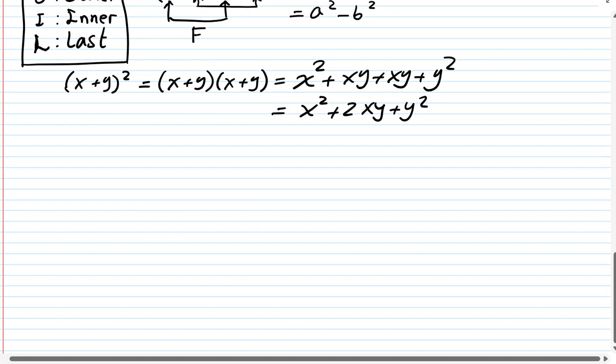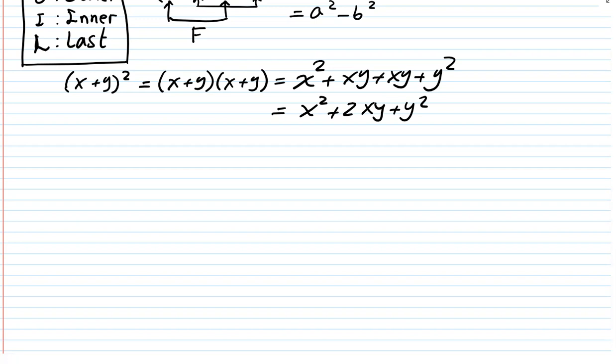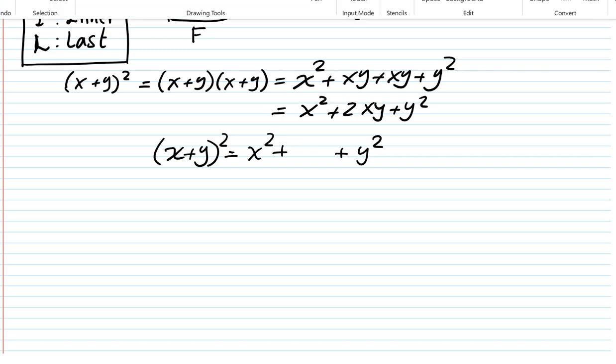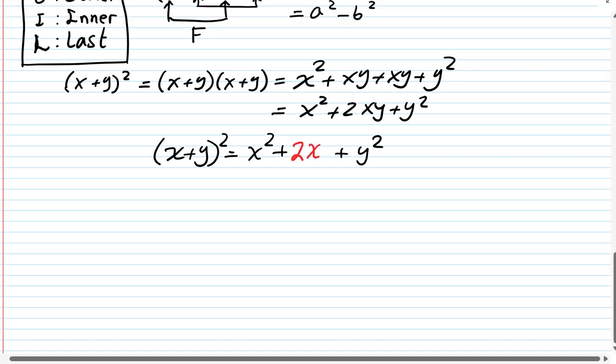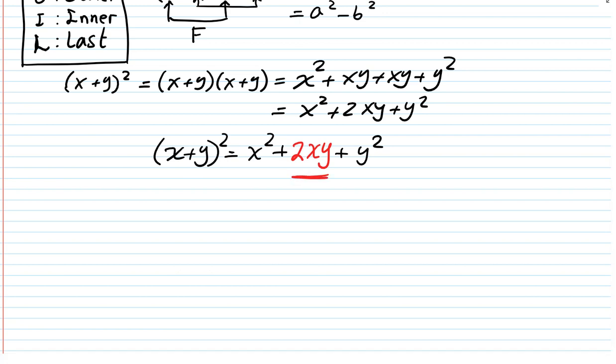So keep in mind, when you do x plus y squared, we don't just get x squared plus y squared, right? You square this one, you square that one, but you also have twice first by second. Now, to make that impression, just to emphasize the middle term, this is very important.